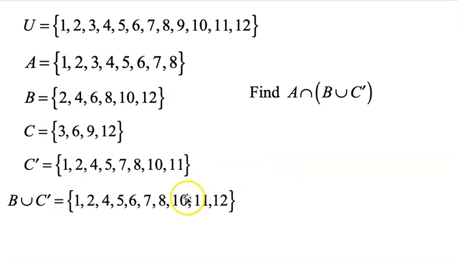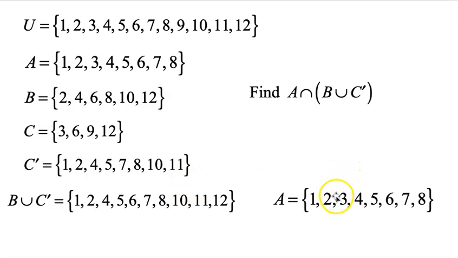And in A. So now we need to see, this is B union C complement, and there is A. So which items are in both sets simultaneously? Let's look. 1 and 1, yes. 2 and 2, yes. 4 and 4, yes, not 3. 5 and 5, yes. 6 and 6, yes. 7 and 7, yes. 8 and 8, yes. Not 10, not 11, not 12.